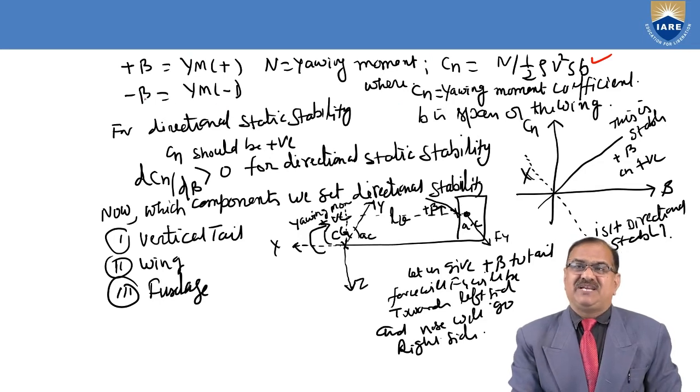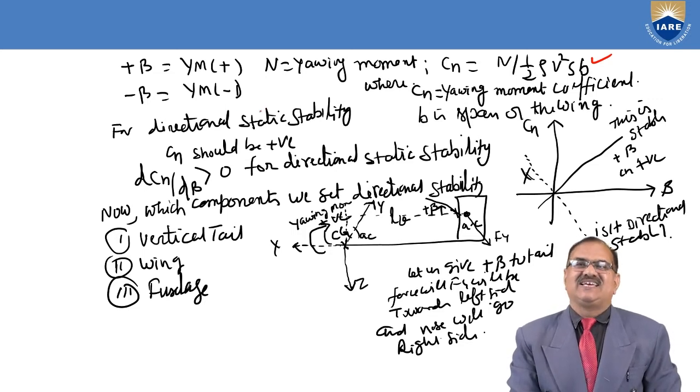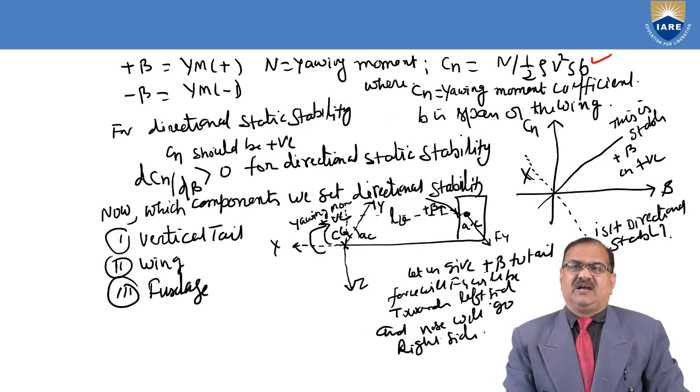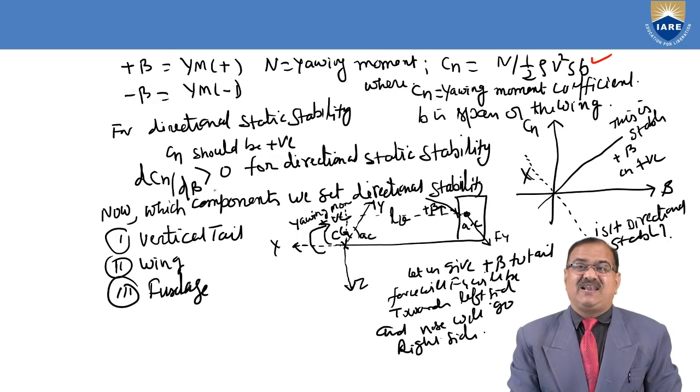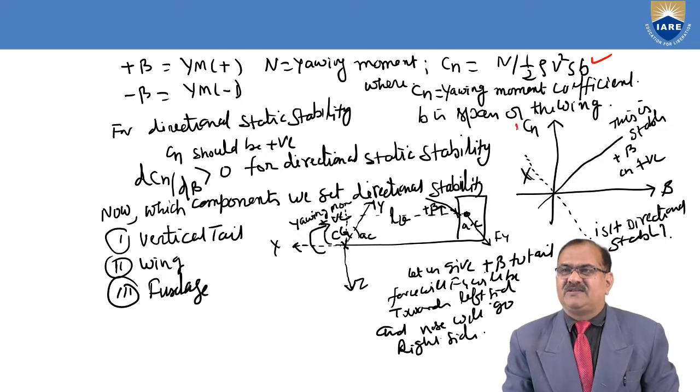So if the beta is negative and the yawing moment is also negative, then we can say that it is stable. So for directional static stability, we should have dCn by dBeta positive. You can see here a plot of Cn versus beta. If you draw like this, it is shown here. This is a dotted line.